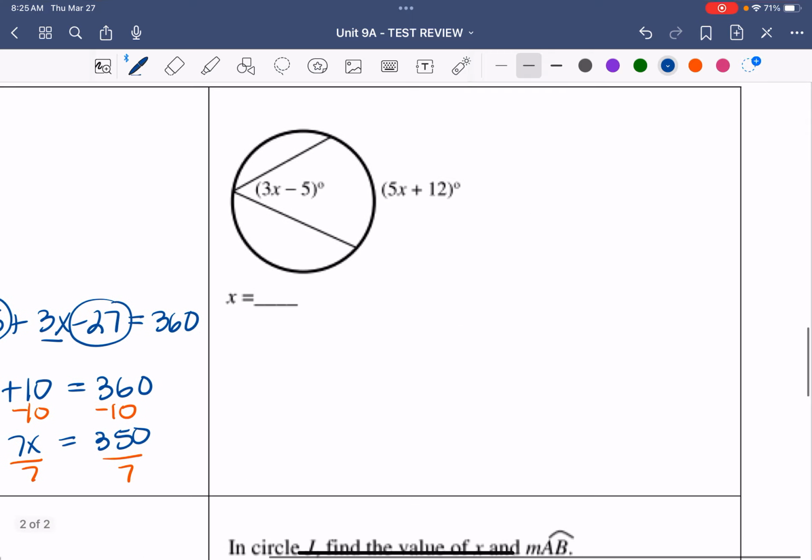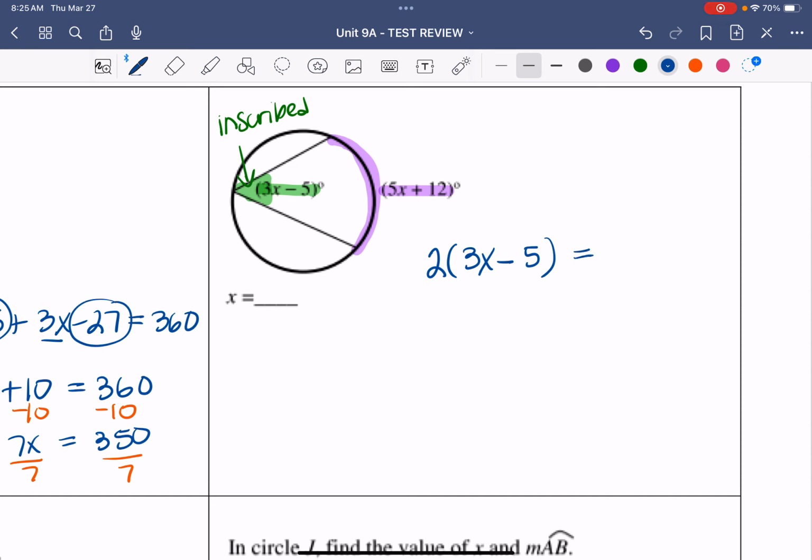Okay, this next one. The 3x minus 5, that's representing this inscribed angle here, like this little piece. The 5x plus 12 represents this arc length. So this angle is an inscribed angle again. So they're not just equal anymore. The angle is always half of the arc. Or you could even do 2 times the angle equals the arc. So that's what I'm going to do. I'd rather multiply by a whole number. So 2 times the angle equals the arc.